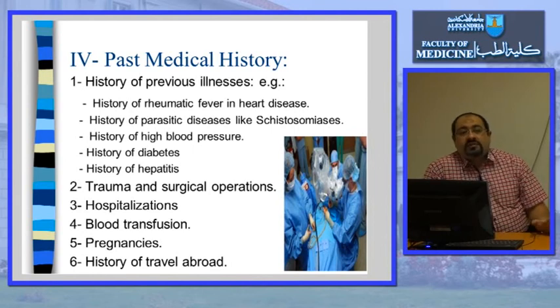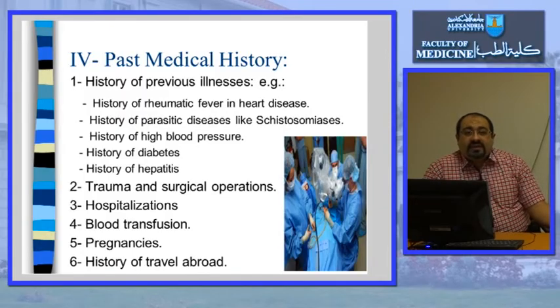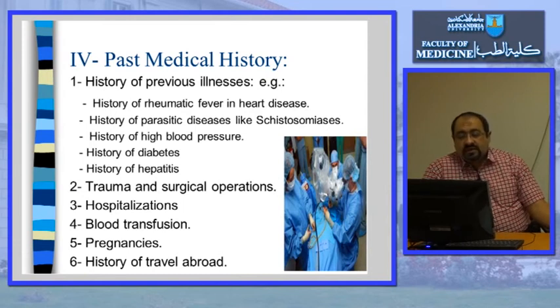Then after finishing the present history, you can move to the past history of the patient. It's the history of the previous illnesses. It may be medical or surgical. If the patient has had rheumatic fever in the past, this may suggest that the patient is now coming with rheumatic heart disease. If the patient has had a parasitic infection or schistosomiasis in the past, that may give you a clue to esophageal variceal bleeding or ascites. It may be due to schistosomiasis.